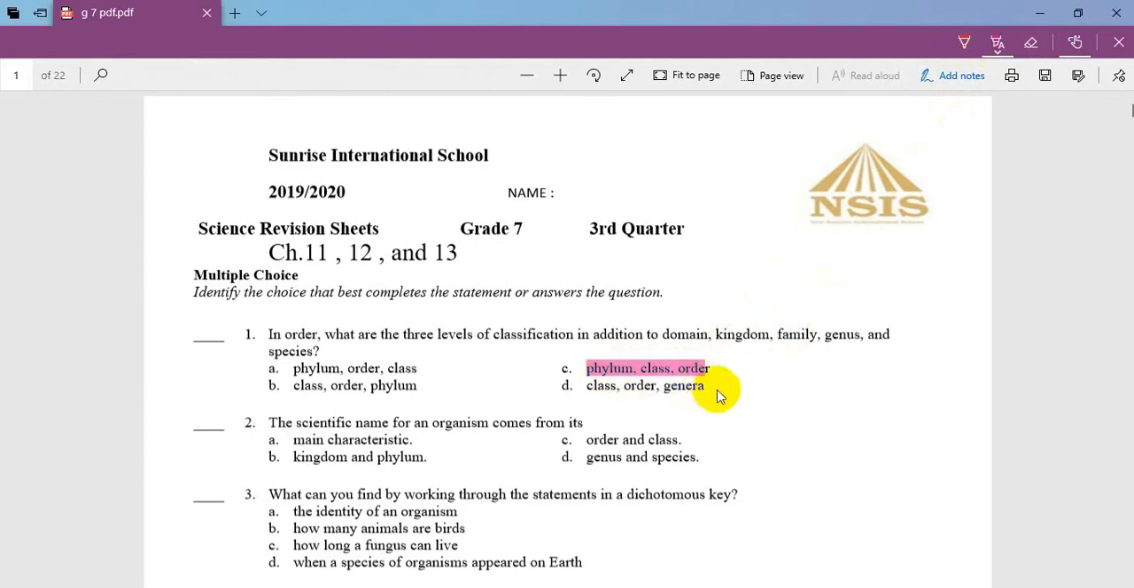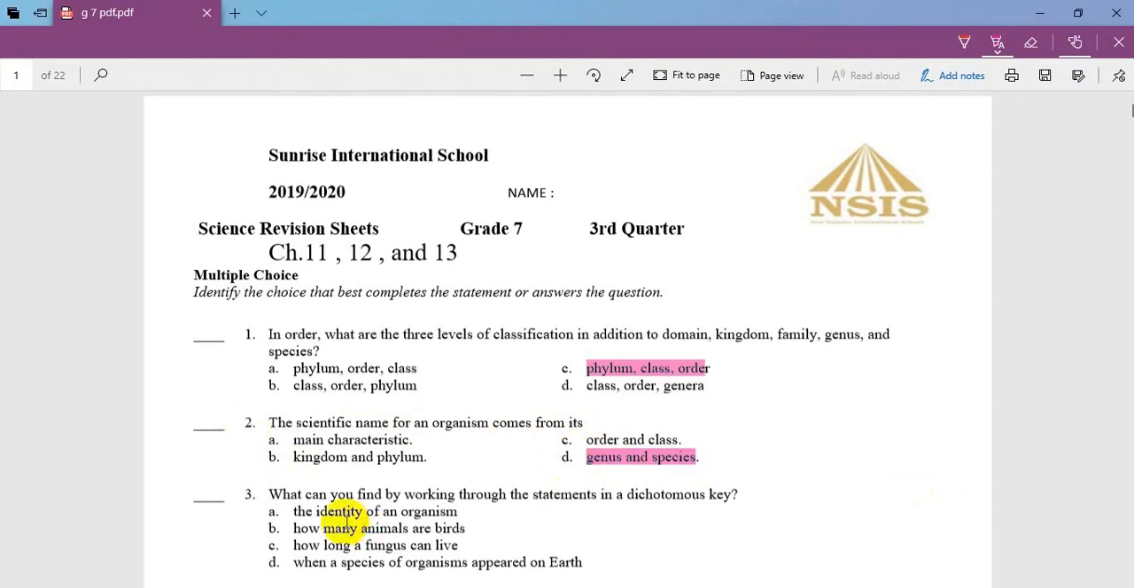Okay, so let's go to question 2. The scientific name of an organism comes from its... As we know, scientists put the scientific name to stop confusion. Any scientific name consists of two parts. The first part is the genus name and then the species name. Together they make the scientific name. So the answer for question 2 is D.